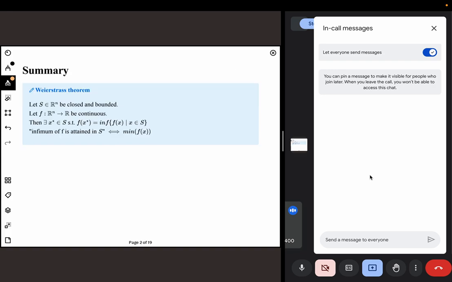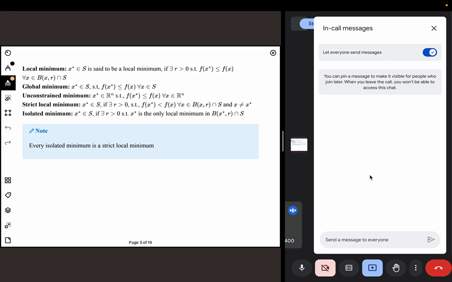Now there are different types of minima which are also important to be understood. So we know what a minima is. The first definition is the common one. A local minimum is an x star belongs to S, where S is my domain. X star is said to be a local minimum if there exists an r greater than 0 such that f of x star is less than or equal to f of x for all x belongs to the ball and intersection of that particular S.